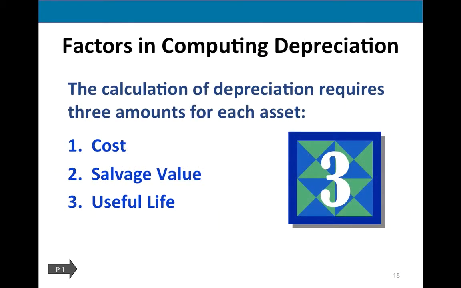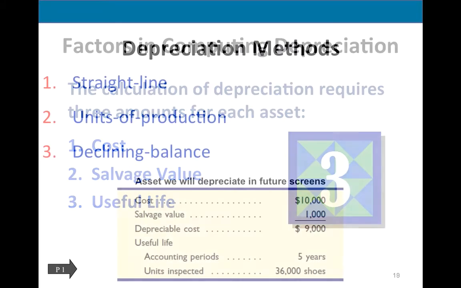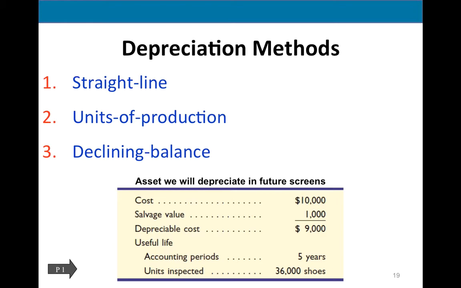Okay, so factors in computing depreciation. We need to know three facts: cost, which is the true, real, auditable figure, and two estimates: the salvage value, which is an estimate, and the useful life, which is an estimate. Again, whenever you see estimates, if you're an auditor, you have to be very careful here, because if it's an estimate, companies have room to cook their books, to misrepresent information. So 3 depreciation methods. We will go over each one of them.